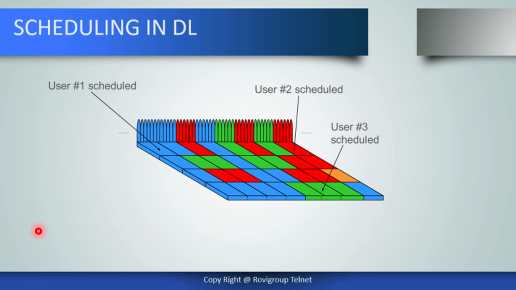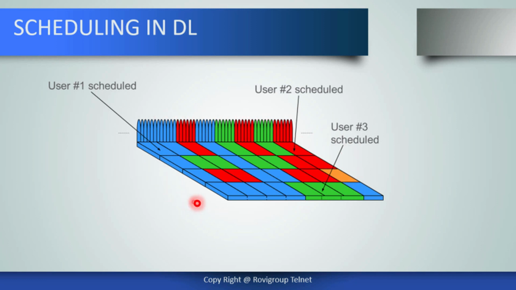In this picture, you can see the scheduling in downlink in LTE. As you can see here, different resources are allocated to user 1 in the frequency domain and the time domain. And these resources are allocated dynamically. So any resources where user 1 experiences the best quality can be allocated to user 1, and similarly the resources of time and frequency domain can be allocated to user 2 and user 3 and so on.